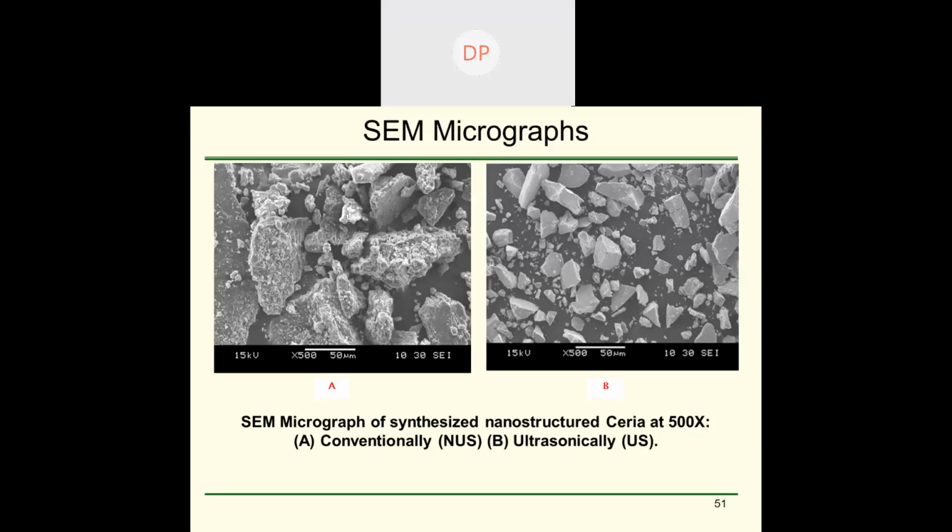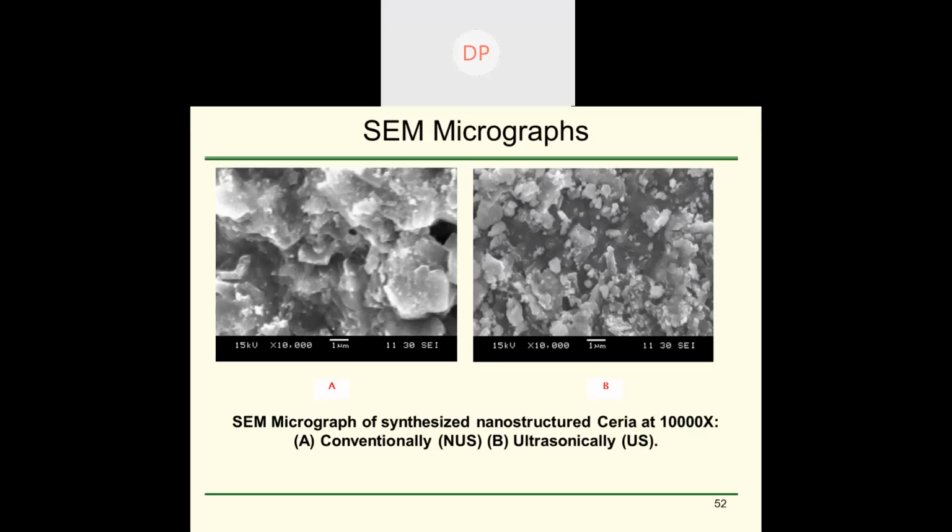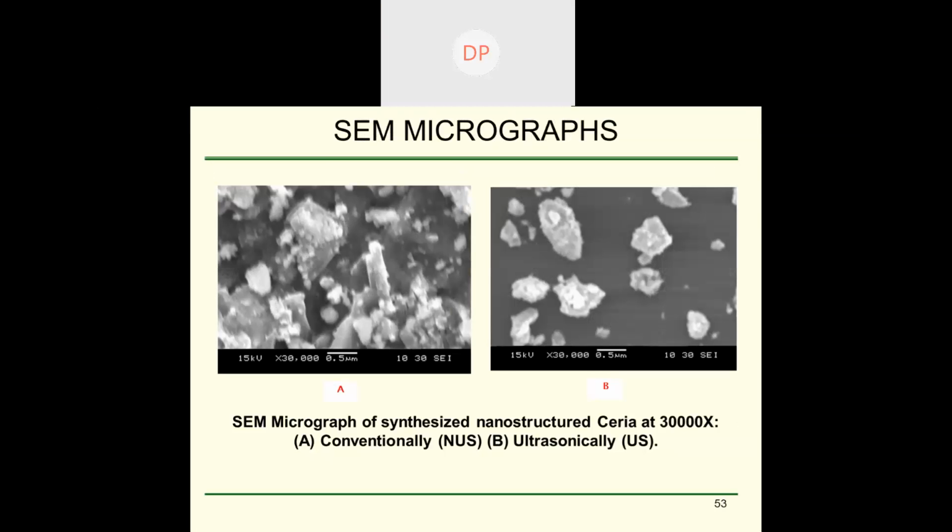These are some of the micrographs at 500 magnification. A belongs to the non-ultrasound and B belongs to the ultrasound. You can observe here, as against the non-ultrasound material, ultrasound gives sharp edges and a clear picture. Next. This is how it looks at 10,000x. And in the next slide, you can observe it at 30,000x.